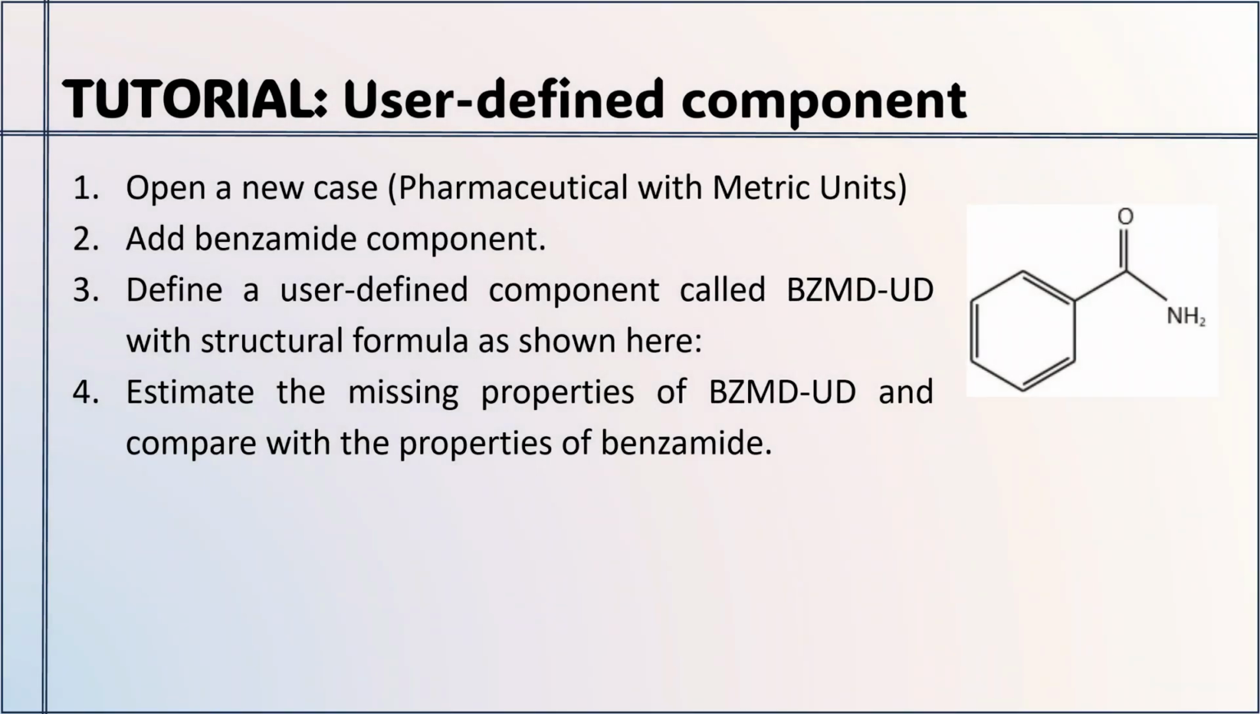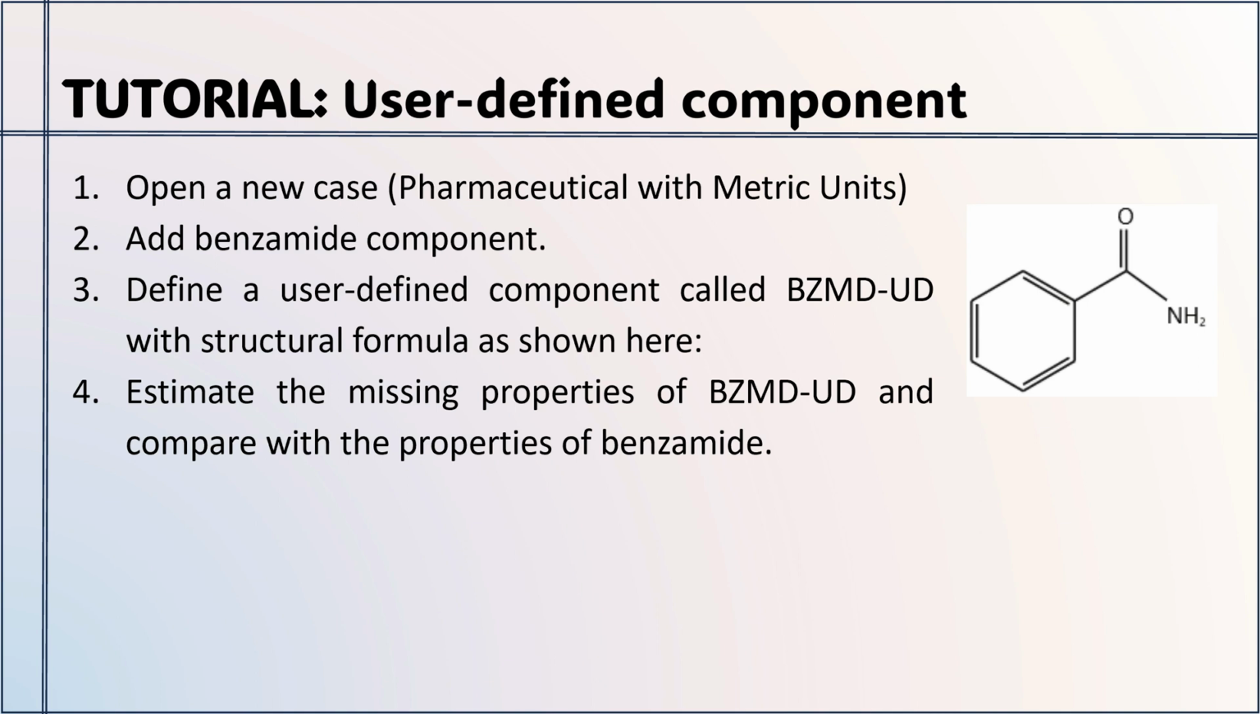Another important subject of today's video is to define a component that is not available in the default database. We call it a user-defined component. So you are asked to open a new case with a pharmaceutical template with metric units, and add the benzamide component. This component is available in the database. Then define a user-defined component called BZMD-UD with the structure formula as shown on the right. So the structure formula contains a benzene ring and an amide group is added to the benzene ring. Actually, this is the structure formula of benzamide.